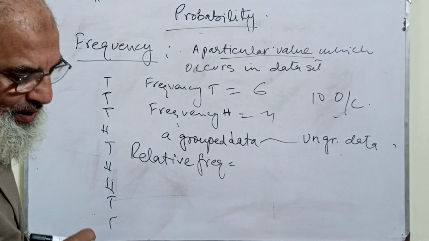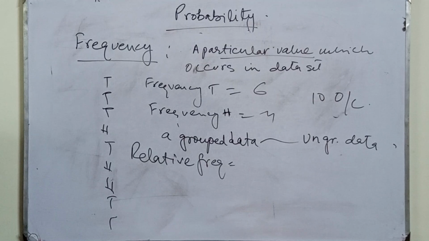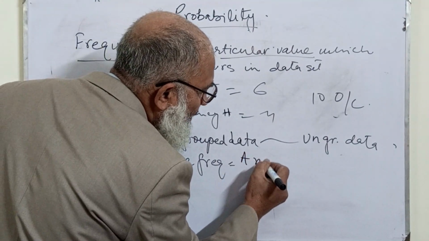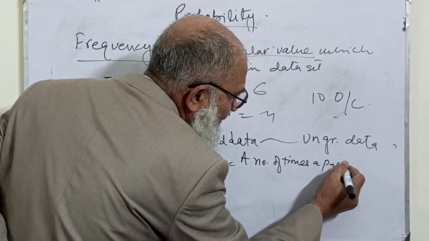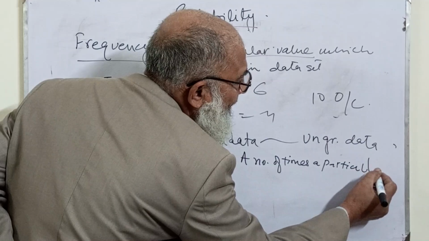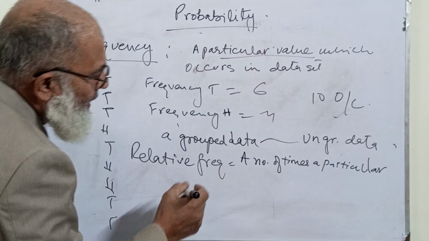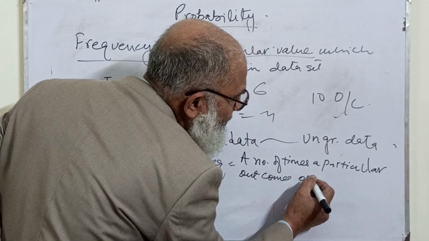is the number of times the particular outcome occurred divided by the total number of outcomes. It is very easy. That relative frequency of the number of times a particular outcome occurred, let me write it: a number of times a particular outcome occurs.